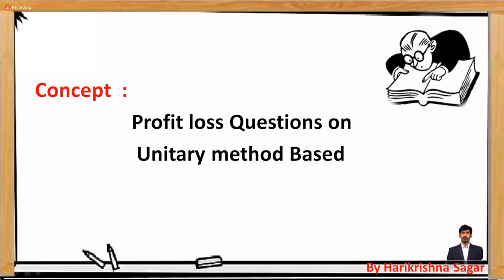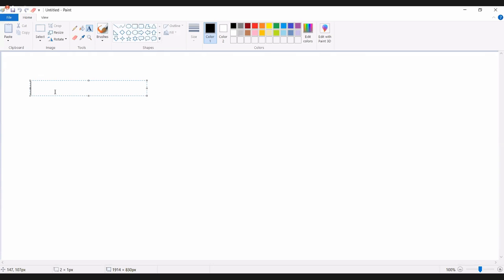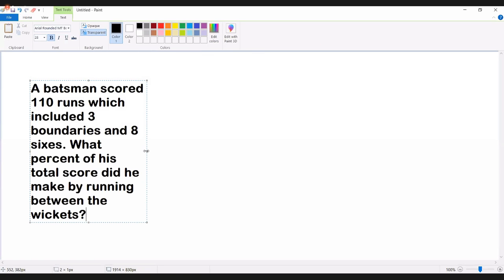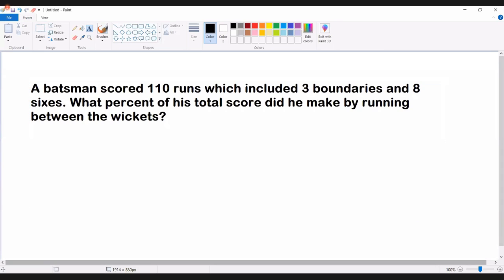Okay, one student is asking a question. Let me clarify that. Mr. Manoj is asking a question. So let me discuss this question and we will move on to the other one. One of the students is asking this question. Basically it is a question from the same topic, percentages. Let me show you the question.